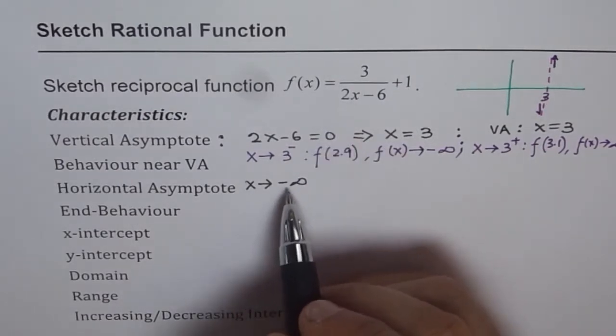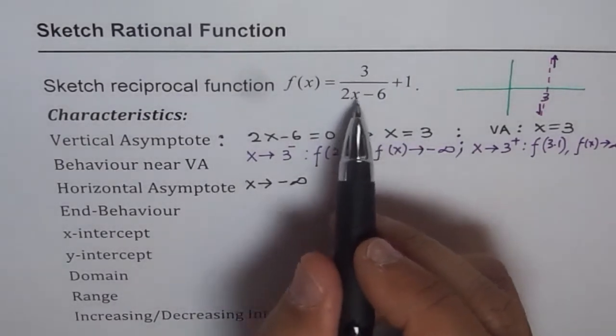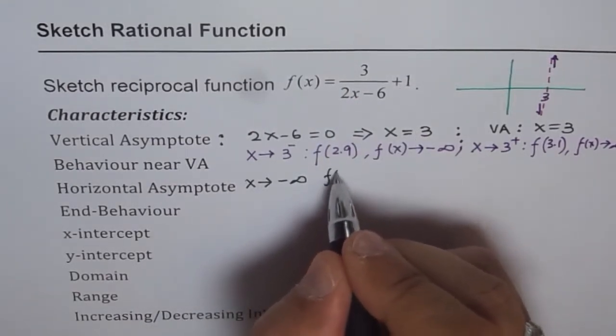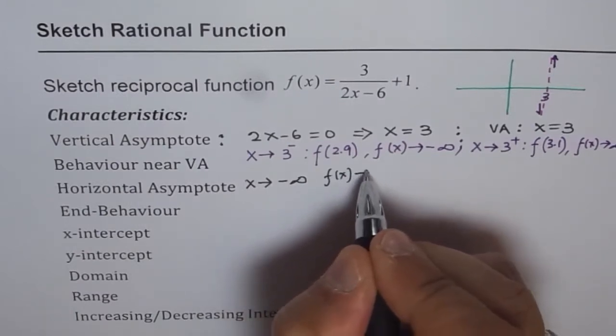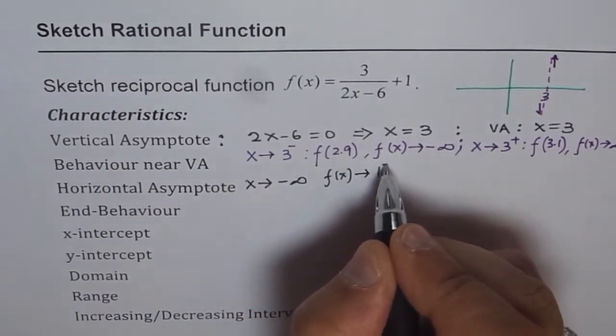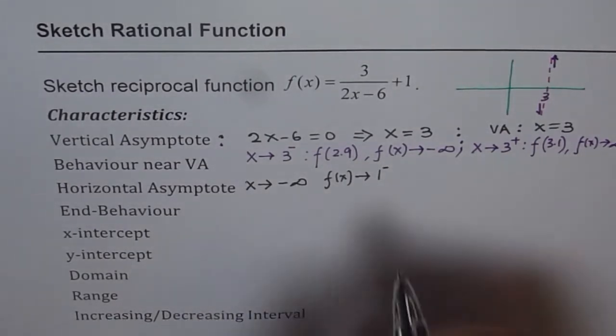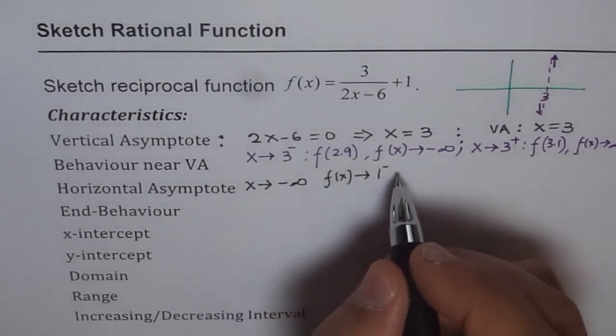But if this large number is negative, then this portion, however small it may be, will be negative, so the function is less than 1. So f of x approaches 1, but from the negative side, slightly less than 1. That is critical to understand, but it approaches 1, that is important.